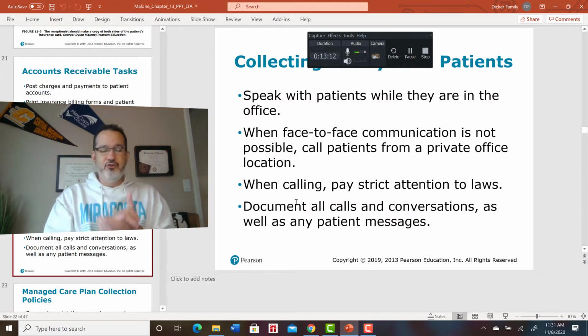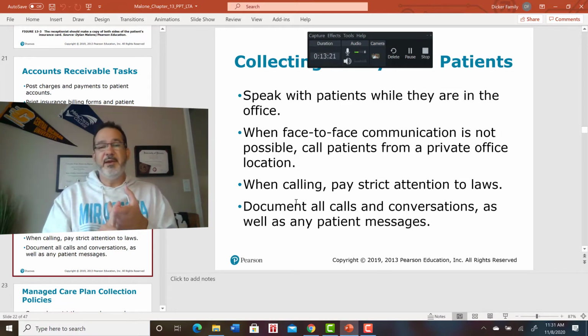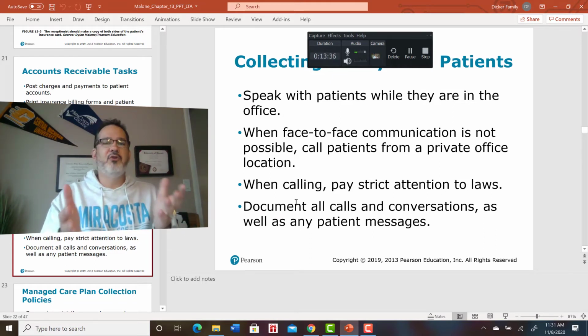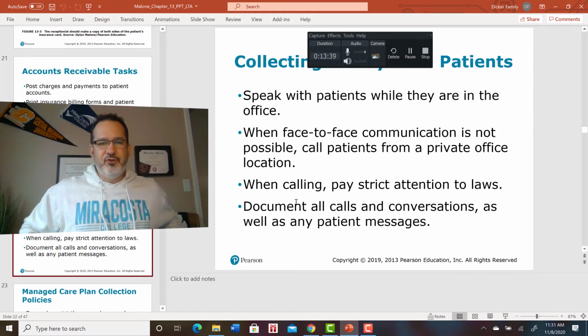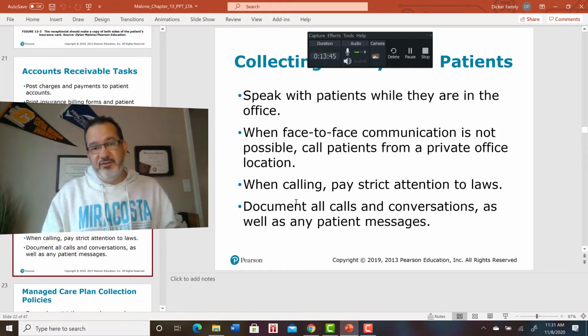When we do try to do collections with patients, some of the important things to remember is to speak to patients while they're in the office. Usually face-to-face is better than speaking to patients on the phone. However, we do a fair amount of collection on the phone as well. Speak to them in a private place, trying not to violate HIPAA. So speaking to patients about outstanding bills at the front desk, maybe a very busy reception area, not a good idea. So most of us will either pull patients back to exam rooms, or we'll pull them back to a private office or a conference room to discuss some of these sensitive issues.